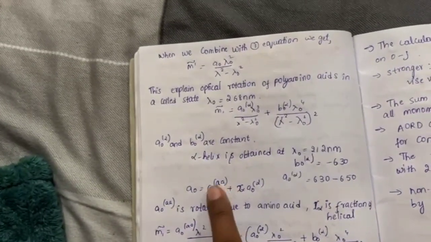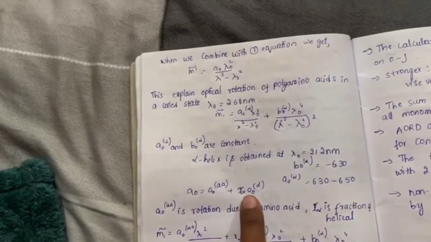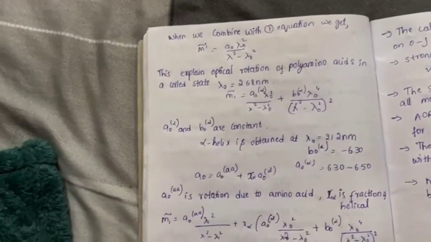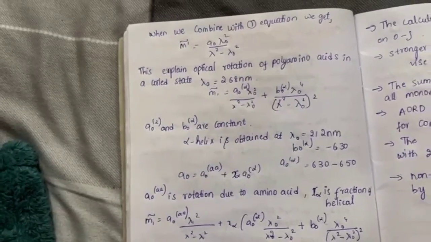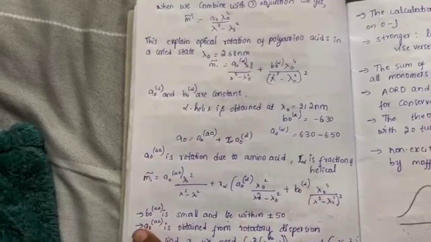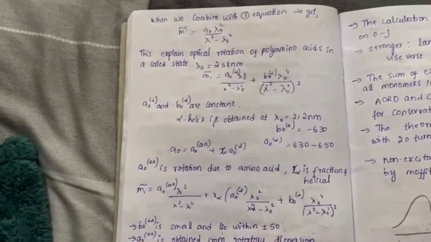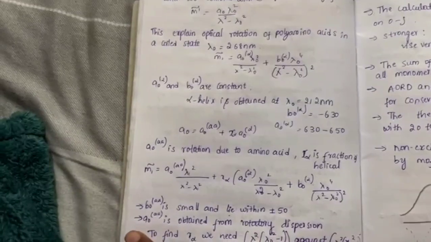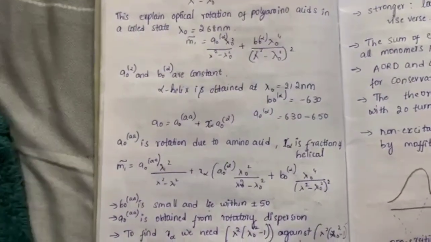and then A naught is equal to A naught a to the power of a plus x to the power of alpha, where A naught a is the rotation due to the amino acid, and x is the fraction of the helical form. So we get this equation, where B naught a is small and lies within plus or minus 50, and A naught a is obtained from rotatory dispersion.